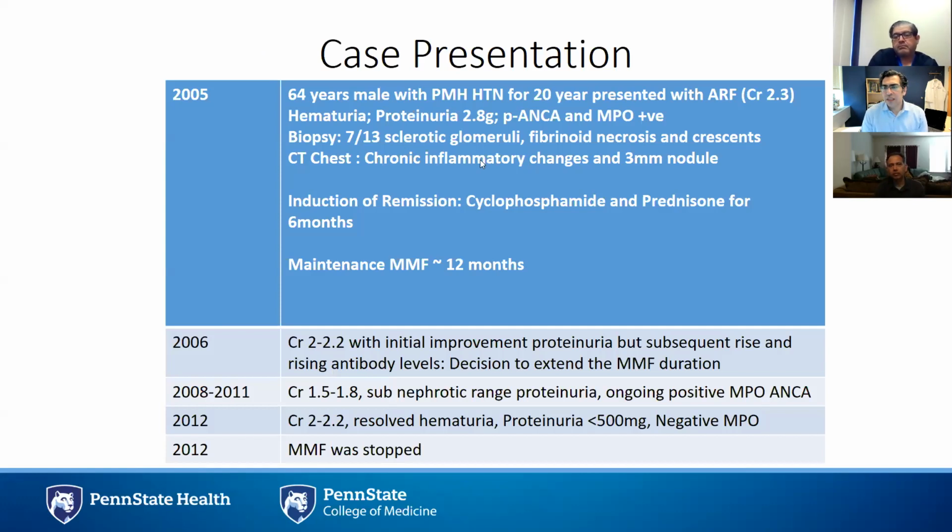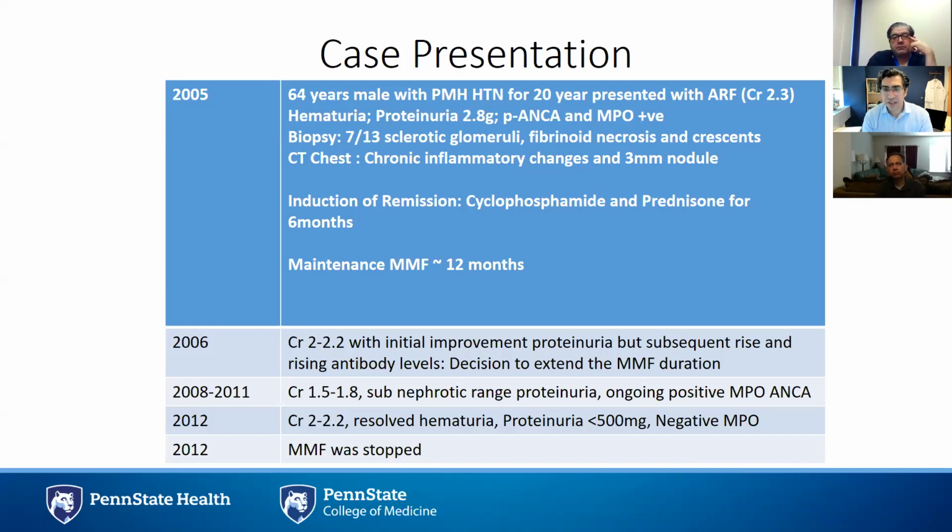So let me present a case of a patient of mine whom I have been taking care of since 2006, 2007. At that time, I think he was 64 in 2005, with a history of high blood pressure for 2 decades. His original presentation was acute kidney injury, creatinine 2.3, hematuria, proteinuria 2.8, and he had p-ANCA positivity with myeloperoxidase. His biopsy showed 7 out of 13 glomeruli were already sclerosed.